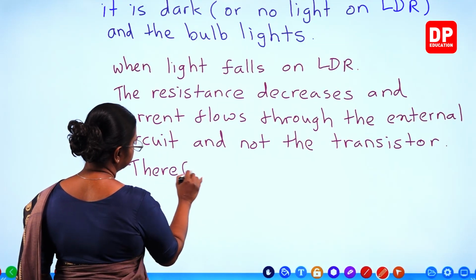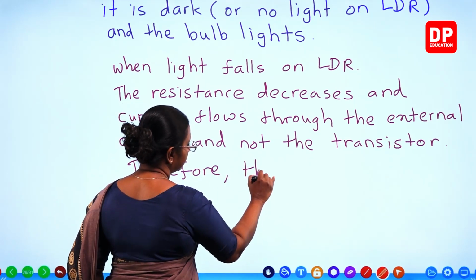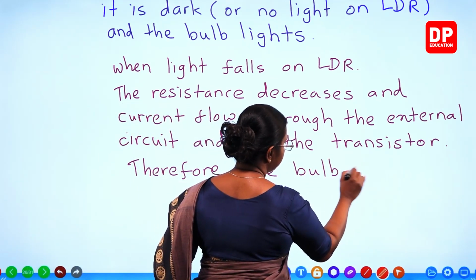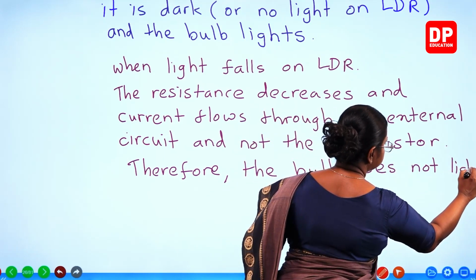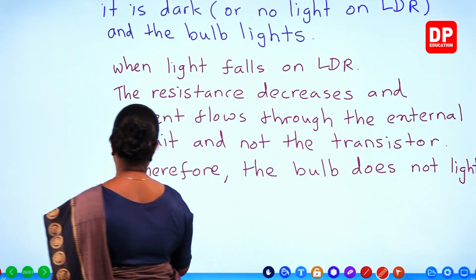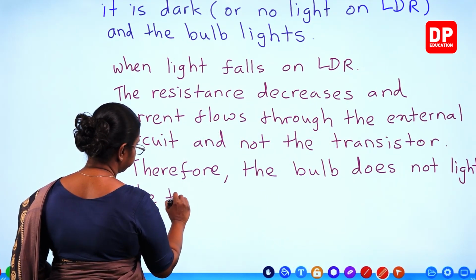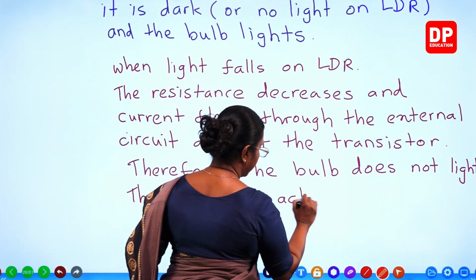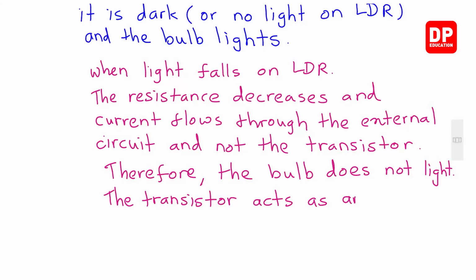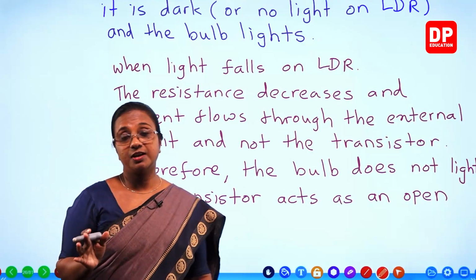Therefore, the bulb does not light. The transistor acts as an open switch. So in this circuit, what is the function of a transistor?